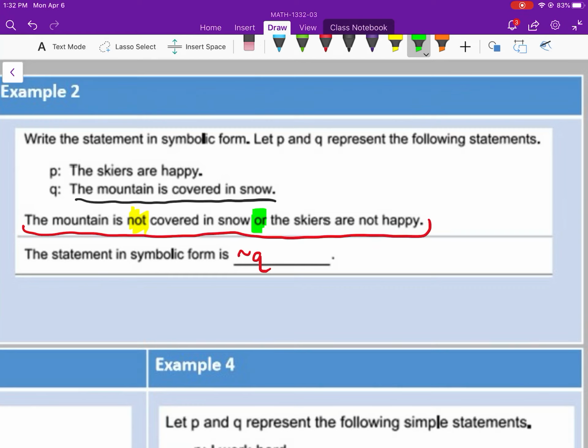So we see or. How do I write or? Or is written with a V. And then the skiers are not happy. Again, we have that word not. I look back at my statement P up there, and I noticed that statement P says the skiers are happy. So in this case, the skiers are not happy, so that is going to be not P. All right, and there is my answer. Not Q or not P.